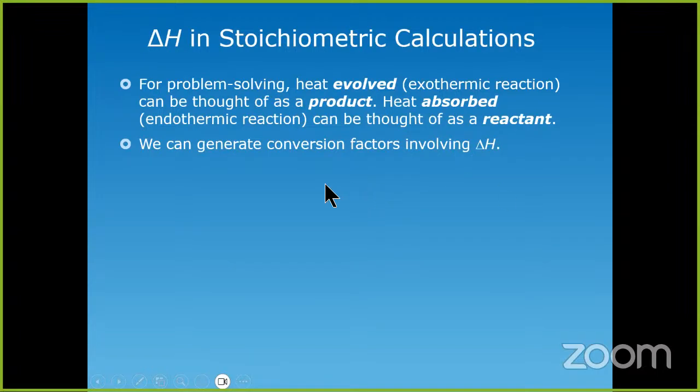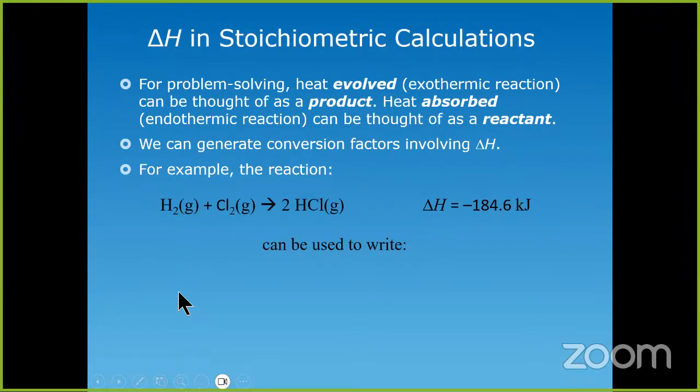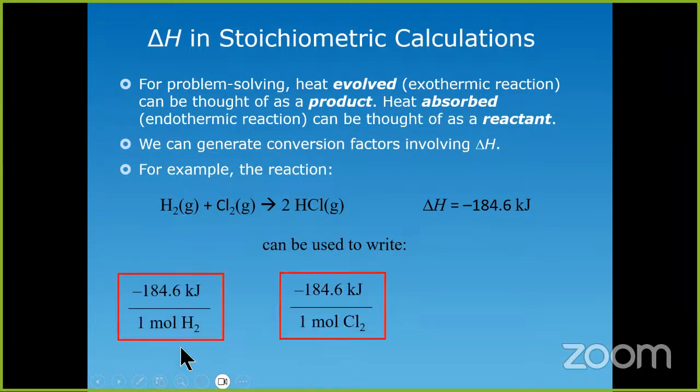Based on that, we can basically come up with conversion factors involving delta H. So for example, let's look at this reaction, the reaction between hydrogen and chlorine to form HCl. The equation is balanced and you're given the enthalpy change for that reaction. So we can actually write down some conversion factors which involve this magnitude of delta H, such as these three right here. So for example, for every 1 mole of hydrogen reacting, this is the amount of heat change occurring. So we can represent it as this conversion factor. And then we can do something similar in the case of chlorine, and we can do something similar in the case of hydrogen chloride.